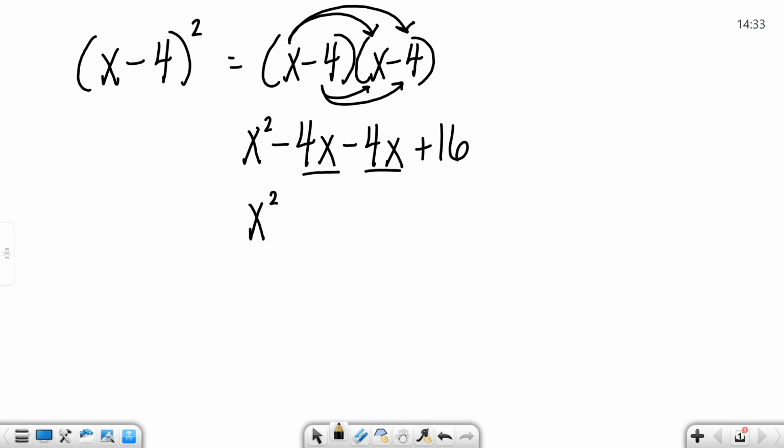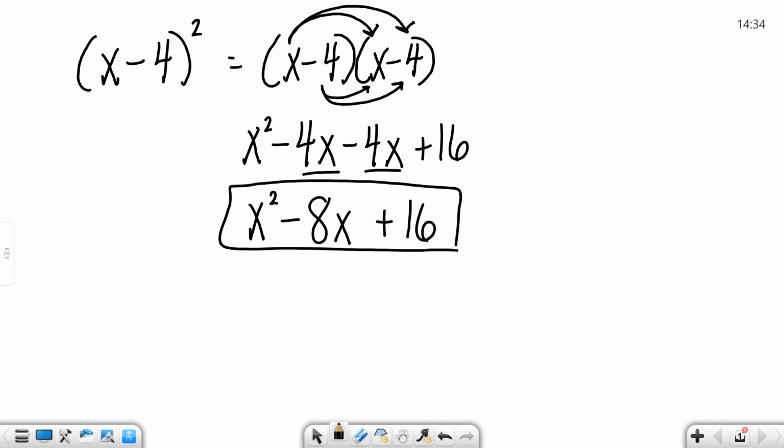My like terms in the middle, notice they have the same sign, so I add them, and I get negative 8x, and bring down this plus 16. So a common mistake is students would look at this and say, oh, the answer is x squared minus 16, and that is not true, because they were missing that 8x in the middle.